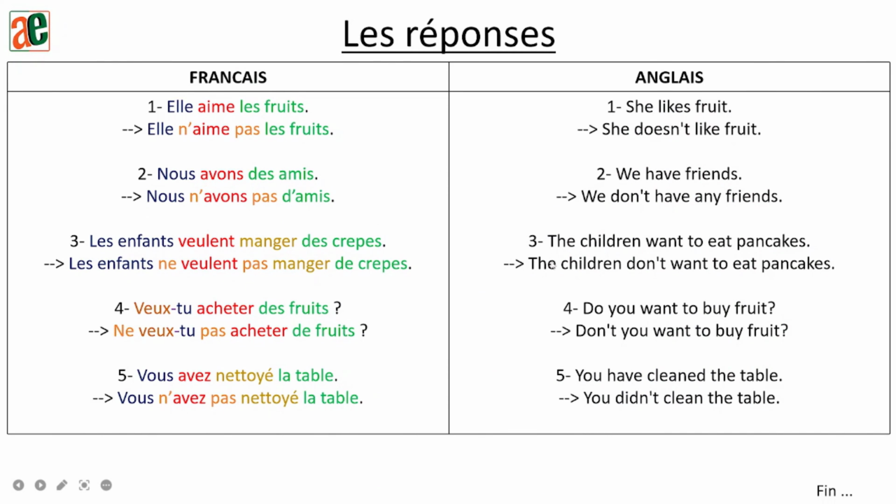Okay, so here are the English translations of the following sentences. So that will help you maybe practice how to translate sentences from English to French.